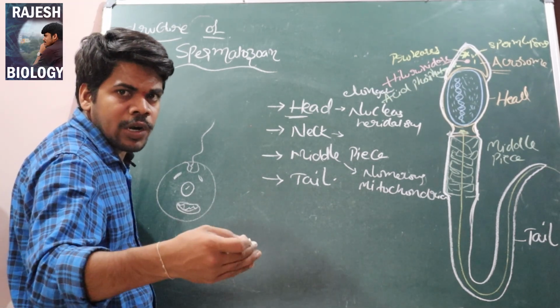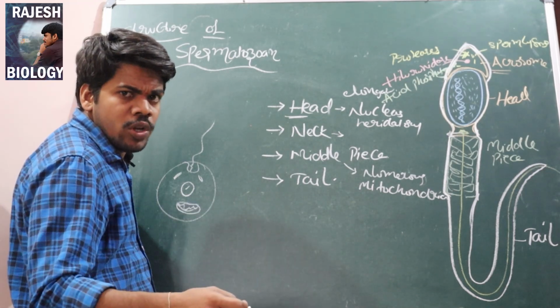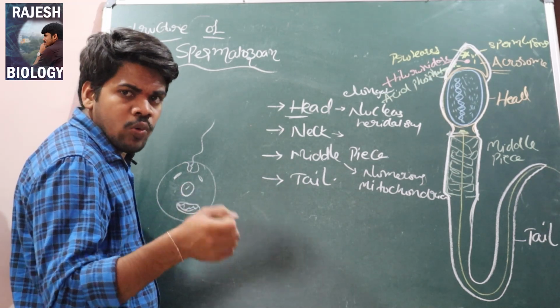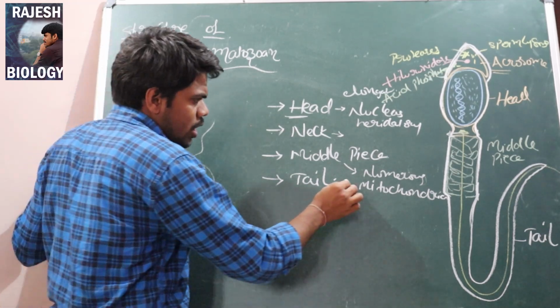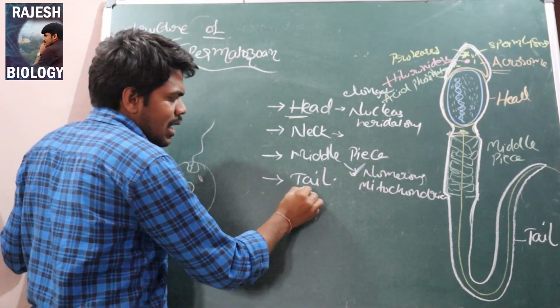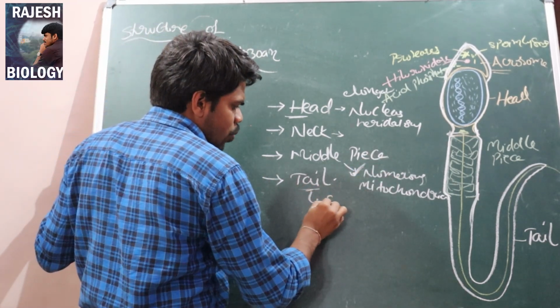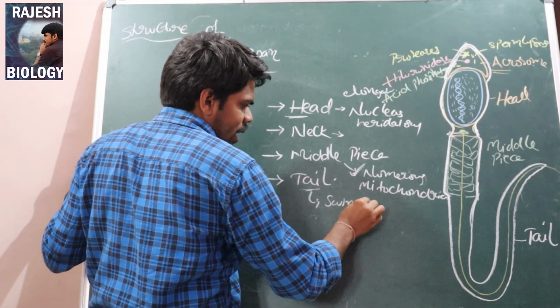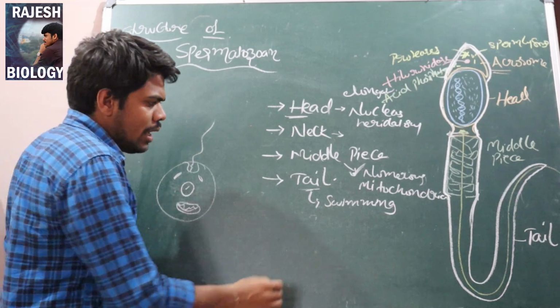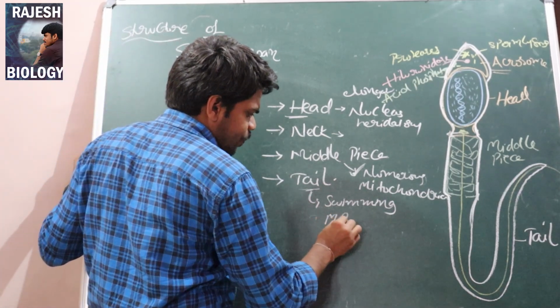Within the female reproductive tract, sperm cells show vigorous movements to reach the ovum and fertilize it. That's why a sufficient amount of energy is provided by the middle piece. And the tail shows swimming movement. It helps in swimming within the female reproductive tract, and it shows motility.